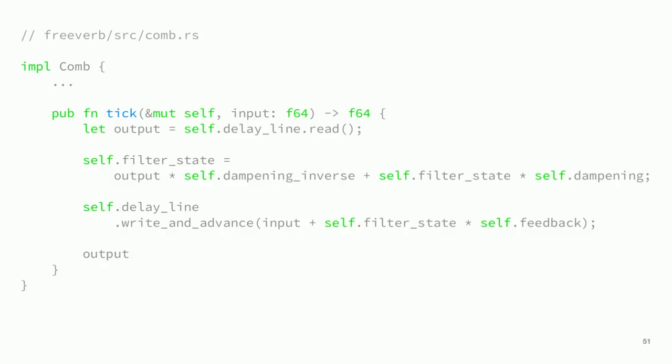So tick here is just the method name I'm using for these DSP blocks that take a sample of input and then give you a sample of output. That's just a name that I've chosen.